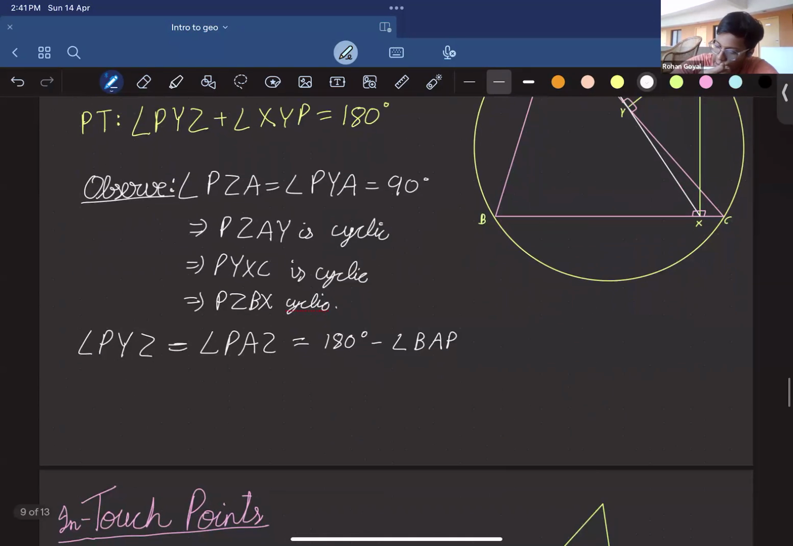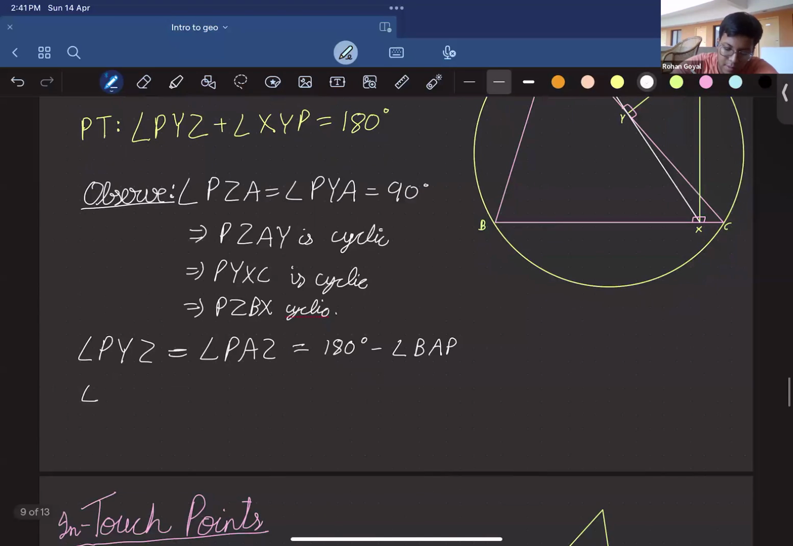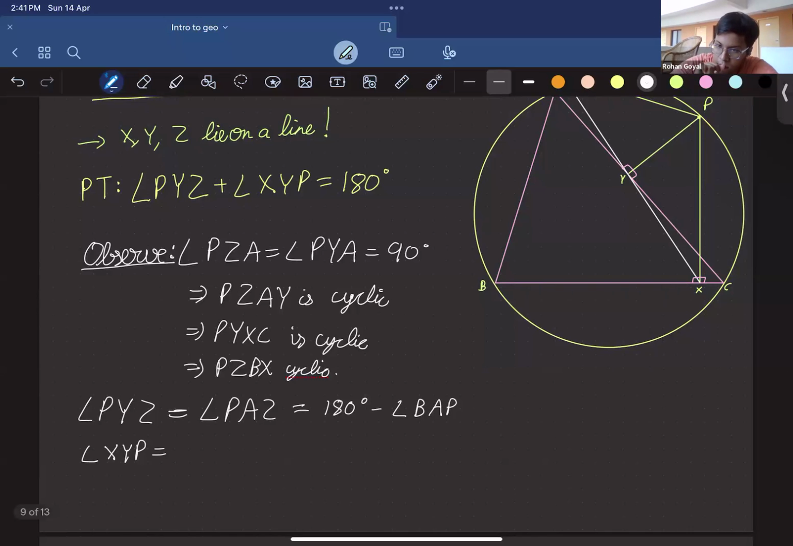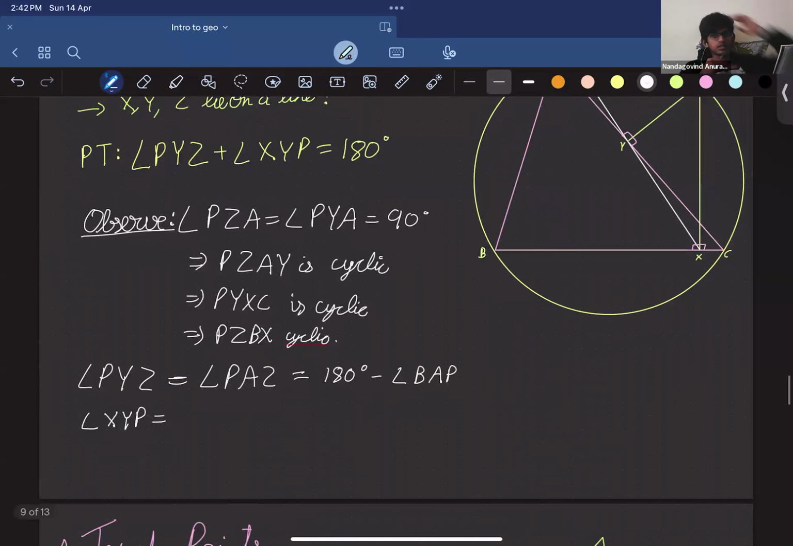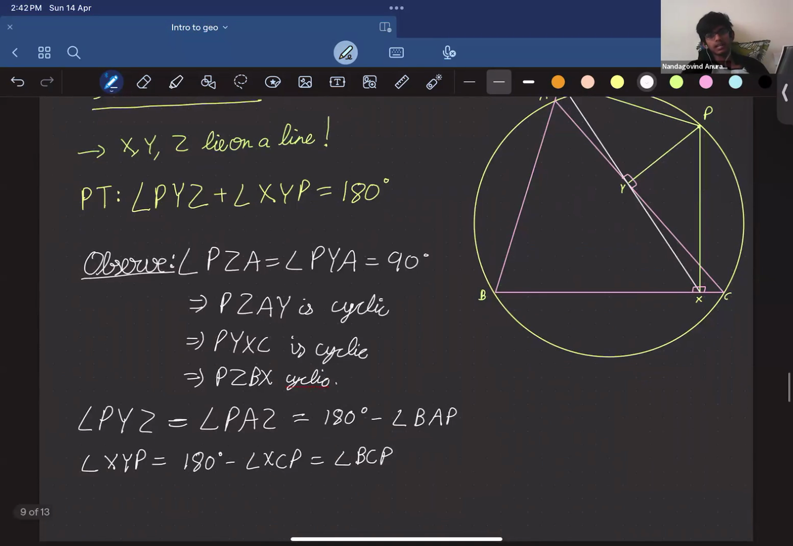Good. That's great. So similarly, can we say anything about the other angle, which is XYP? It will be 180 minus XCP, which is BCP. Yeah, 180 minus BCP. Sorry, XCP is the same as BCP. Okay. Good.